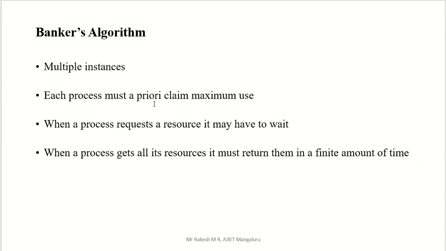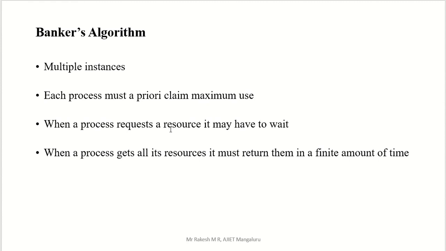Each process must declare its maximum use a priori. So you know this is an avoidance algorithm, right? Deadlock avoidance means that before a deadlock happens we have to get some information about it, then we have to solve it. That is the avoidance method. So we have to get information before process execution.